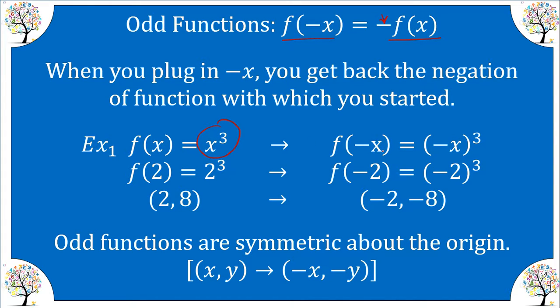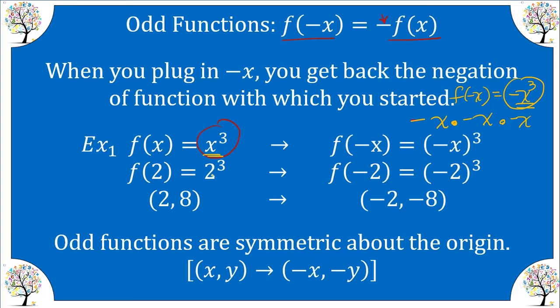When I put in a negative x into my function, and let's expand that, a negative times a negative is positive times a negative is negative. So here's my outcome for when I put in the opposite: negative x. When I put in negative x, I get out negative x cubed. When I put in positive x, I get x cubed. These are opposites, therefore it's odd.